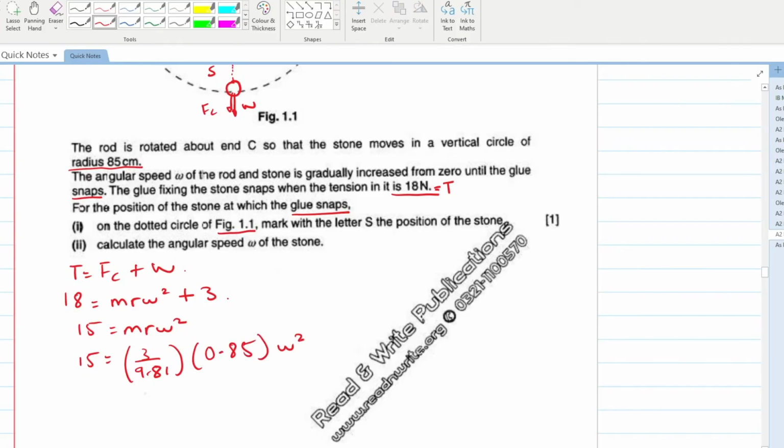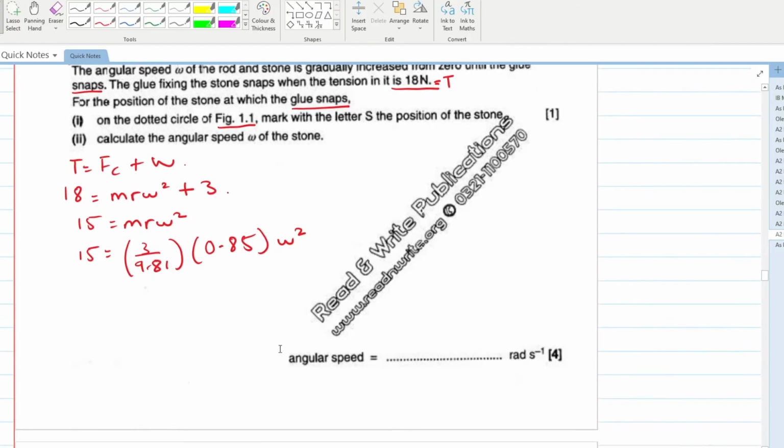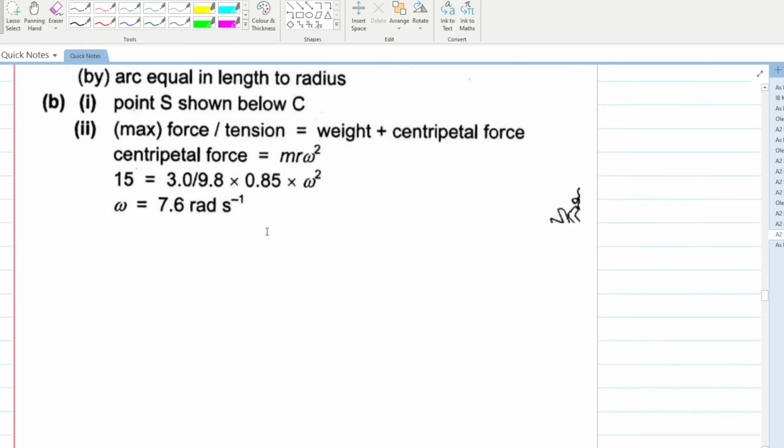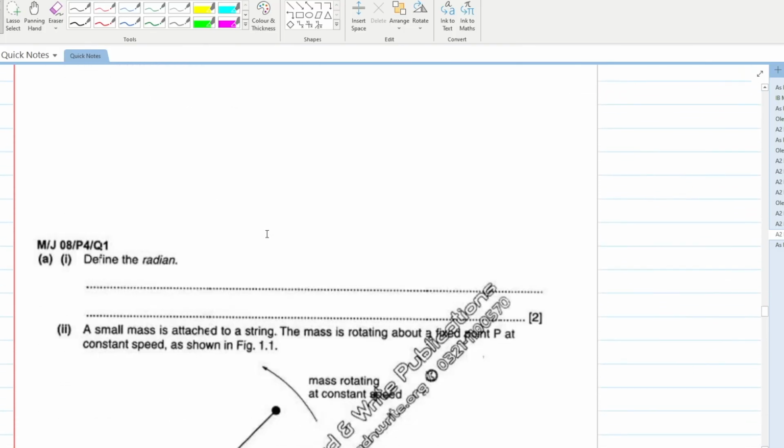Do I know W? No. Place a W square here. Now calculate the answer. W is the square root of 15 divided by (3 divided by 9.81 multiplied by 0.85). This gives you an answer of 7.59, or 7.6 radians per second. Let's check our answer as well. Yes, this is correct. Let's move on to the next question.